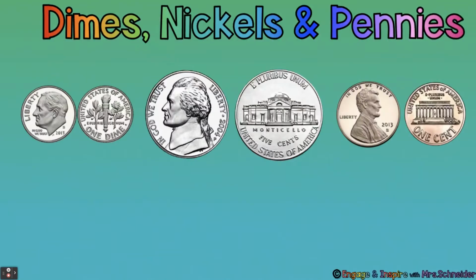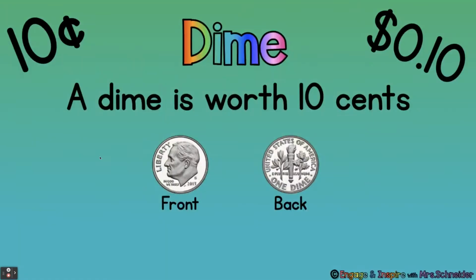Here's the front and back of a dime, the front and back of a nickel, and the front and back of a penny. When we count dimes, nickels, and pennies, we put the coins in this order from highest value to lowest value. So a dime is worth 10 cents, and a nickel is worth 5 cents, and pennies are worth 1 cent.